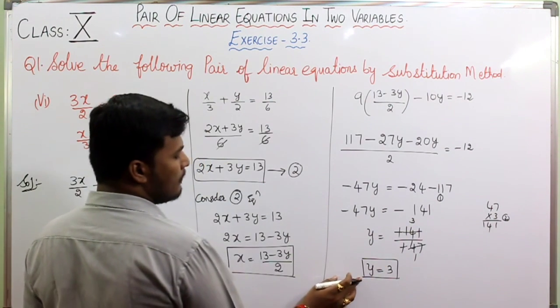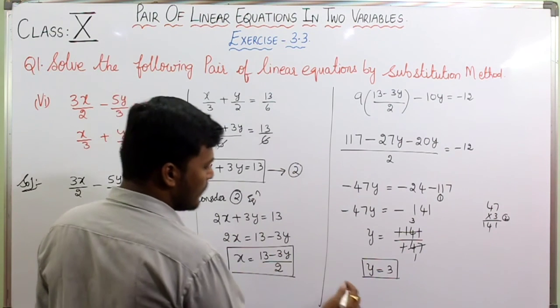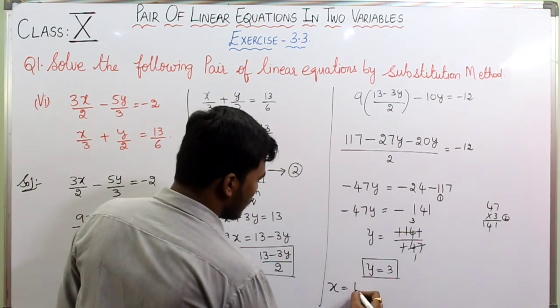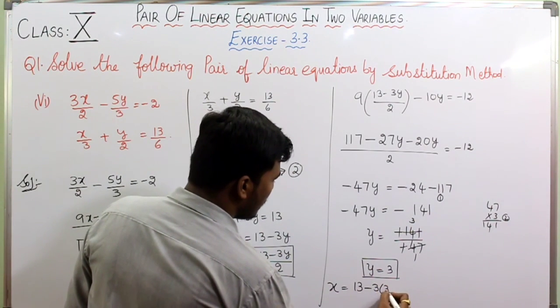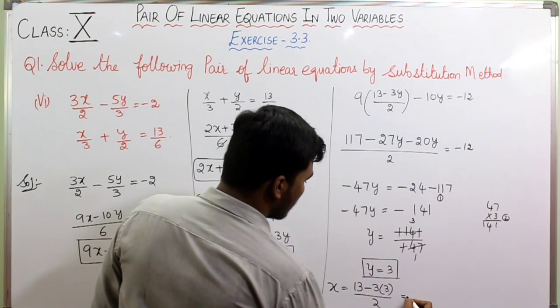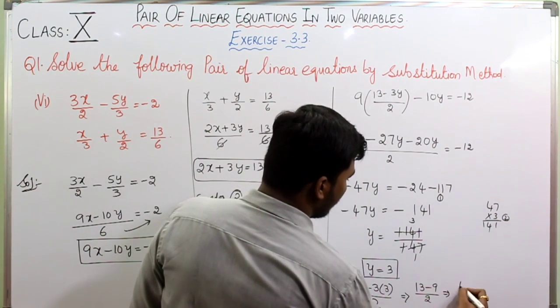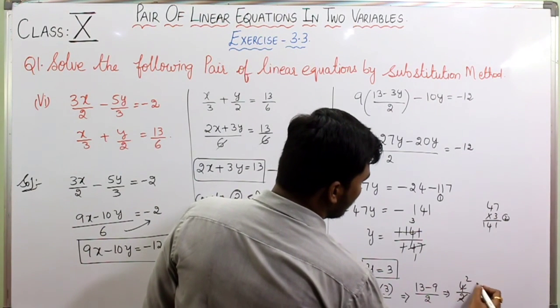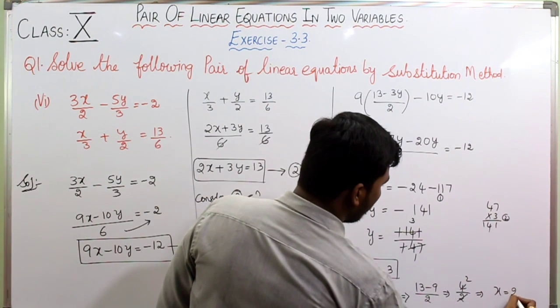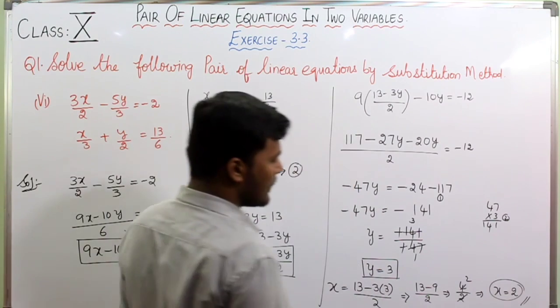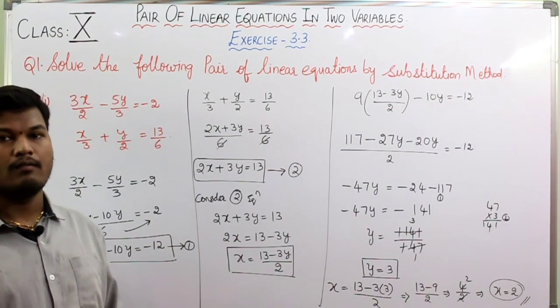So now we have to substitute this in this x value. Then x is equal to 13 minus 3 into 3 by 2, which is equal to 13 minus 9 by 2, this is 4 by 2, 2 ones are 2, so this implies x will be 2. So therefore x is equal to 2 and y is equal to 3.